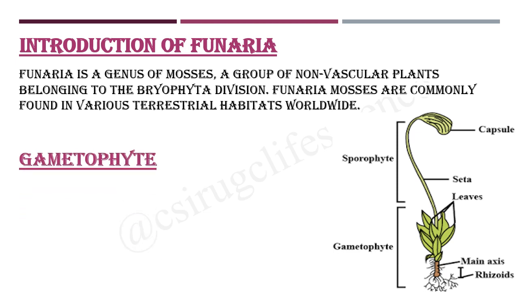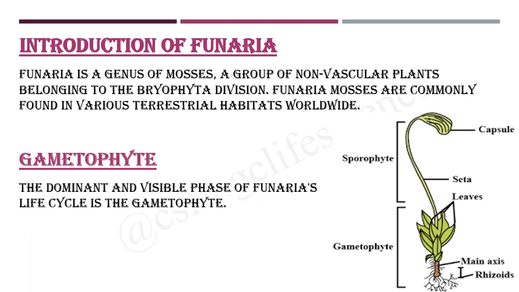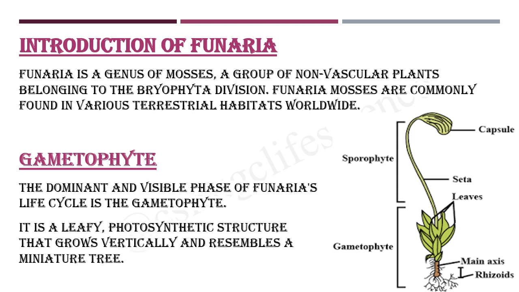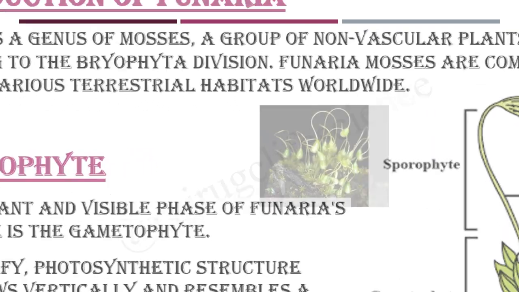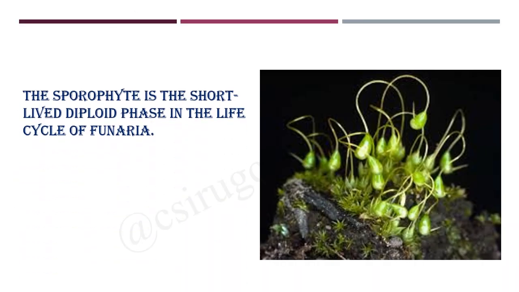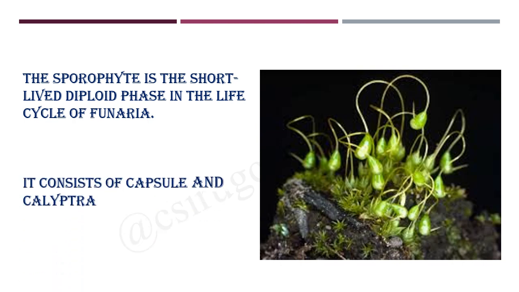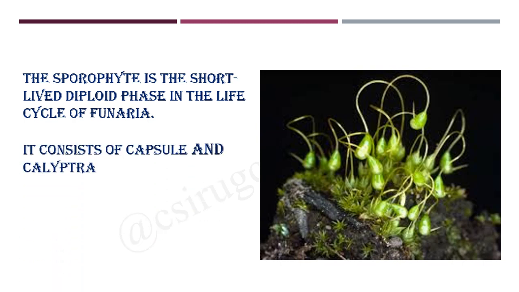First is the gametophyte. The dominant and visible phase of the Funaria life cycle is the gametophyte. It is a leafy photosynthetic structure that grows vertically and resembles a miniature tree. The sporophyte is the short-lived diploid phase in the life cycle of Funaria. It consists of capsule and calyptra.